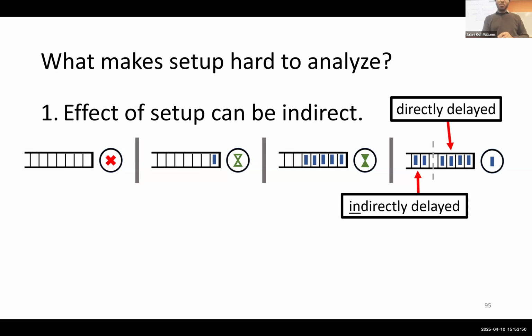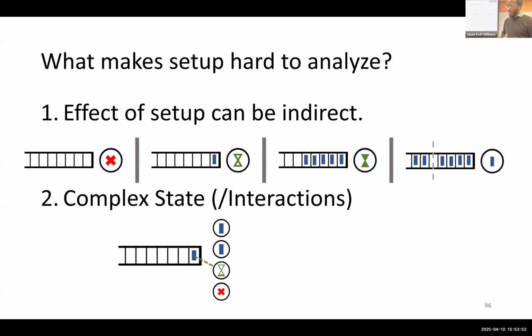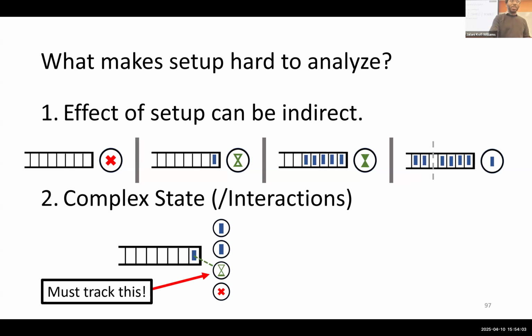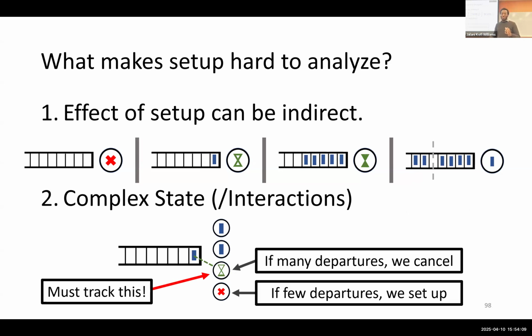Okay. And there's a second point, which is that in the multi-server setting, the state space is complex, and the state space interactions are complex as well. So in particular, you need to track your remaining setup times, as I was talking about before, but also the setup behavior of each of your servers is determined by how quickly your other servers are operating, how quickly they can get rid of jobs.